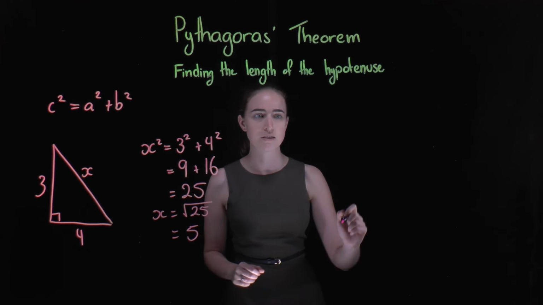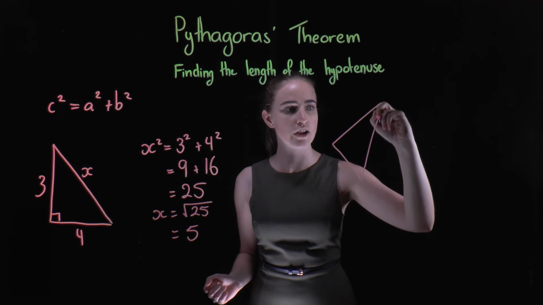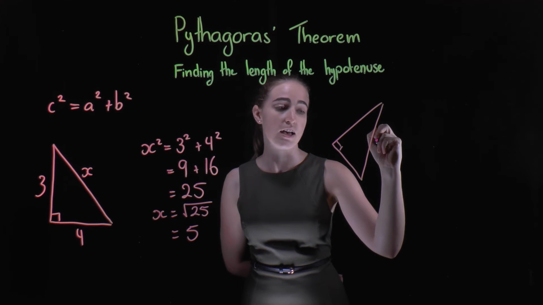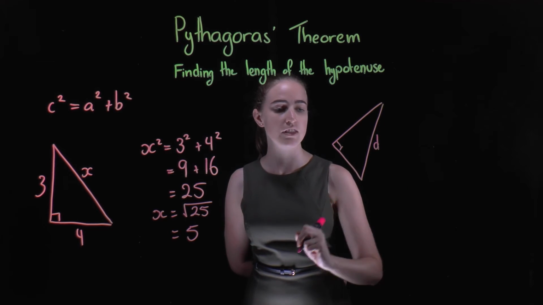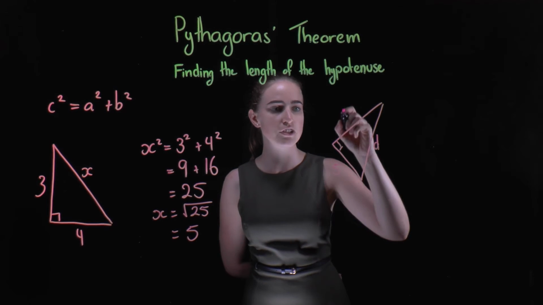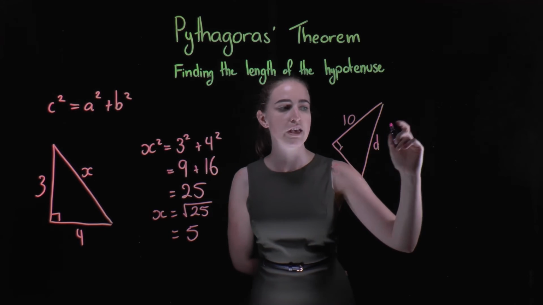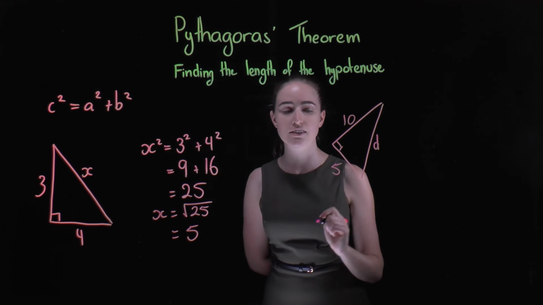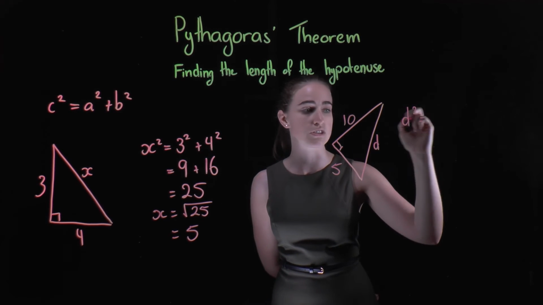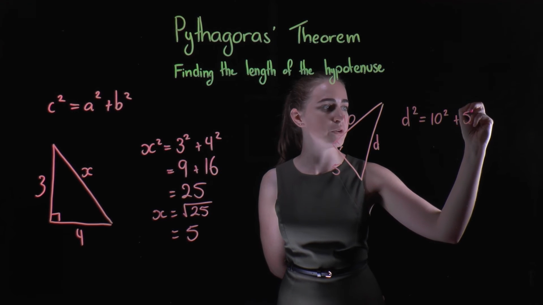Let's have a look at one more example. All right, so we've got a right-angled triangle again. Put our right angle in here. Let's call this side, let's call it d this time. Doesn't matter what letter we use. Let's call this one 5 units and this one 10 units. So we're going to go through that same process. So we're using Pythagoras' theorem. So we're going to have d squared is equal to our two shorter sides. So 10 squared plus 5 squared.